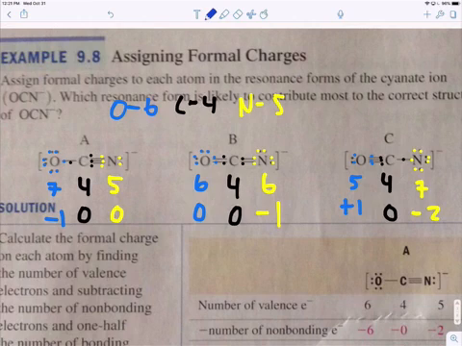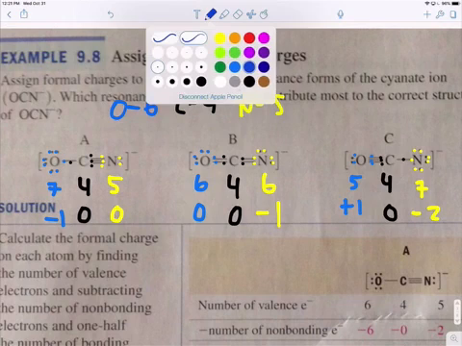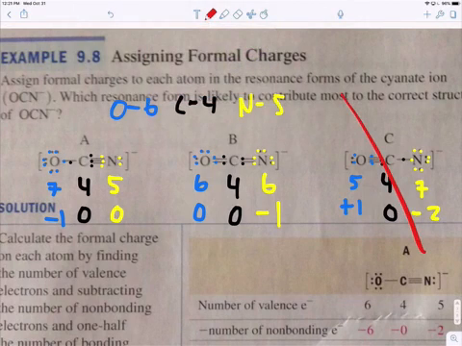So the last step is we got to minimize the formal charge. And looking at these, we know right away that C is out because we have a -2. So now we have to pick between the -1 charge being on the oxygen or the -1 charge being on the nitrogen. So which one do we pick?